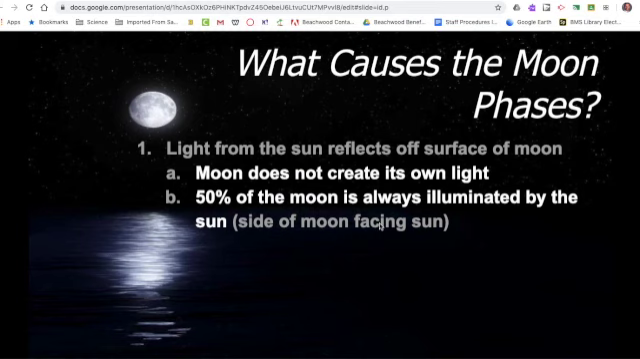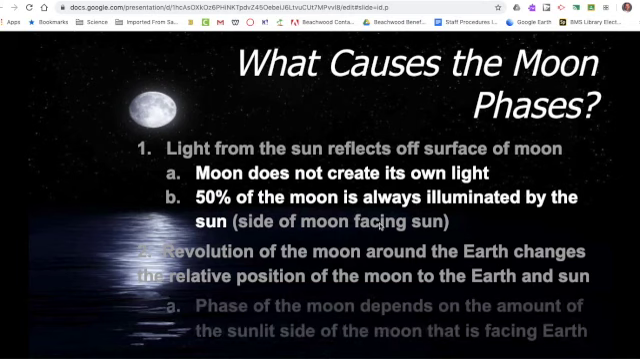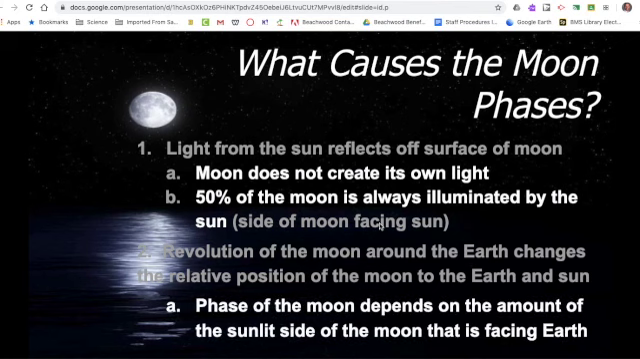Okay, so like we said, 50% of the moon is always illuminated by the sun because there's always half of it facing the sun. We just don't always see that. The revolution of the moon around the earth changes the relative position of the moon to the earth and to the sun. And that's what causes us to have these phases. They depend on the amount of sunlight that is facing the earth, how much sunlight is hitting the moon and reflecting on that side that is facing the earth. Pause this if you need to as we move on.